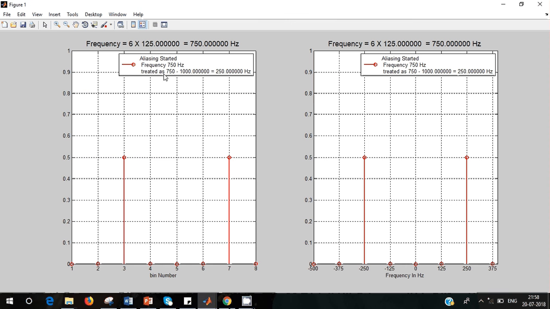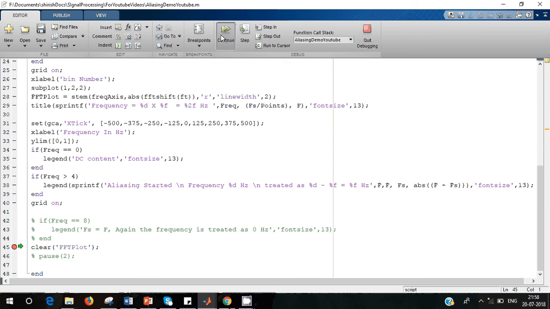Similarly, if you go again, you can see if your signal frequency is 750 hertz, but you're sampling still again below Nyquist rate, that will be treated as a 250 hertz signal. When the signal actually is a 750 hertz signal, that will be treated as a 250 hertz signal. So getting the peaks in the third and seventh bin, that is, if you see the frequency axis for better visualization purpose, it is plus and minus 250 hertz. So the signal is 750 but treated as 250 hertz. So similarly, we'll see further.